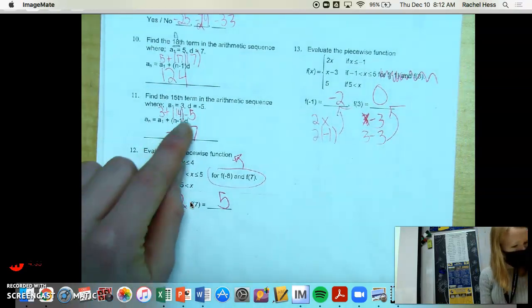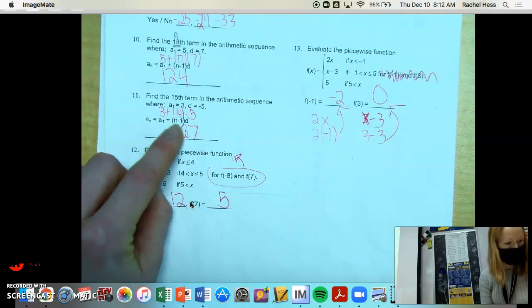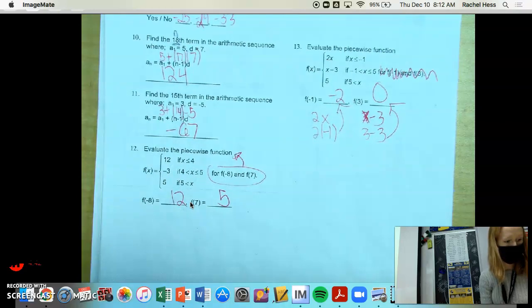Same thing here. -5 times 14. Remember, you have to do n minus 1 first. So 15 minus 1 is 14 times -5. Then add the 3.